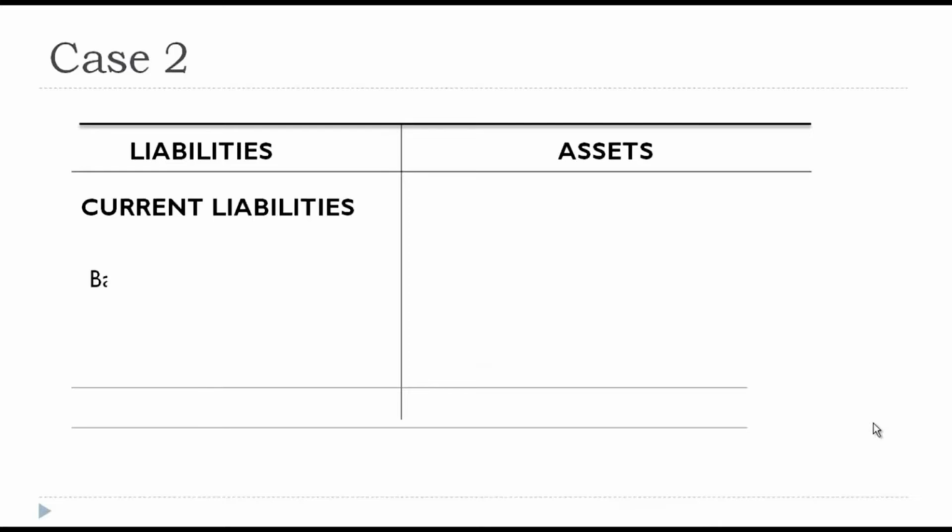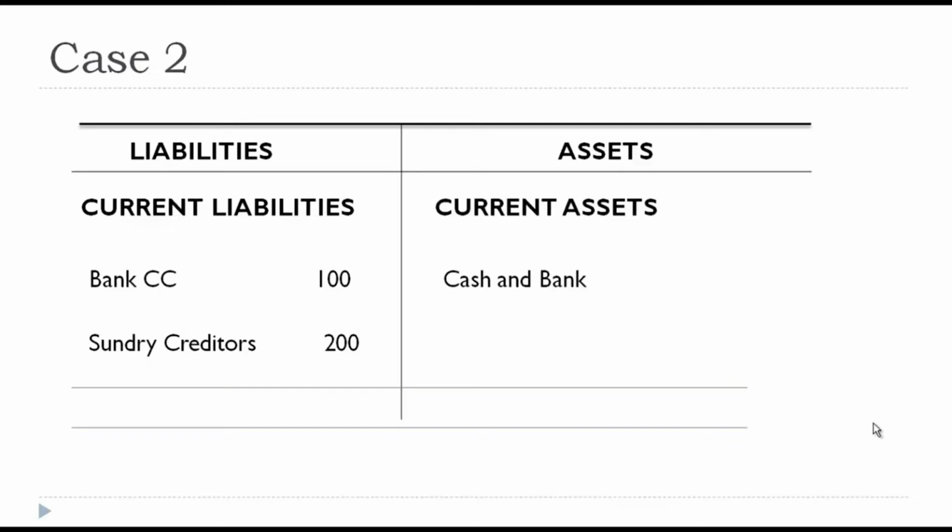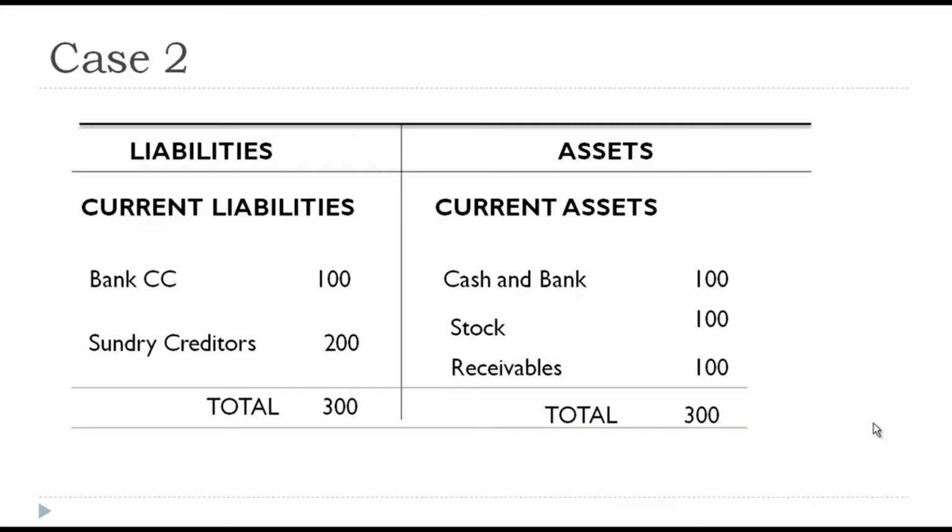So I'll reproduce that balance sheet. Liabilities and assets. The current liabilities are basically bank's cash credit, which is 100 crore, and sundry creditors, which is another 200 crore. And for repaying this 300, what are the assets that are available? Number one, cash and bank, which is 100 crore, and stock, another 100 crore, and receivables, 100 crore. So for paying total liability of 300 crore, the resources that are available are also 300 crore.